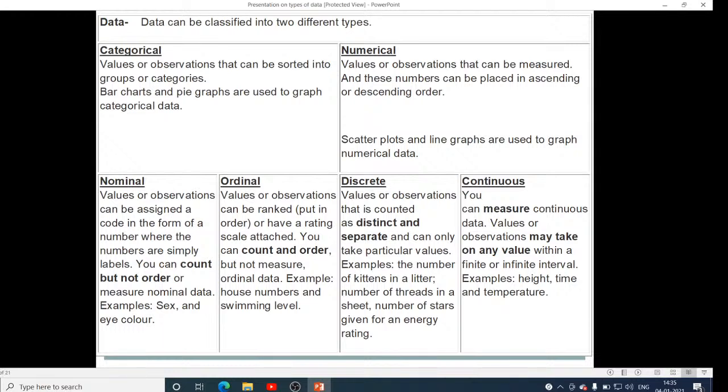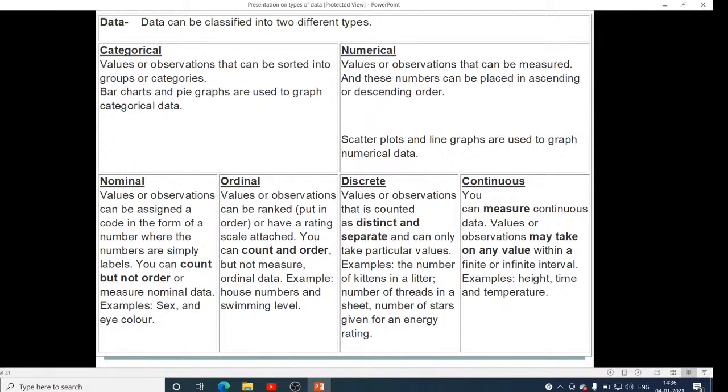That is about numerical or quantitative data. Quantity, there is some amount, some count. Okay, quality means categorical. Categorical data is divided into two types, nominal and ordinal. Here nominal: values or observations can be assigned a code in the form of a number, where the numbers are simply labels. I already showed an example, 1 as male, or M as male, F as female.